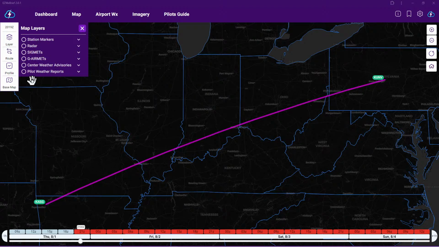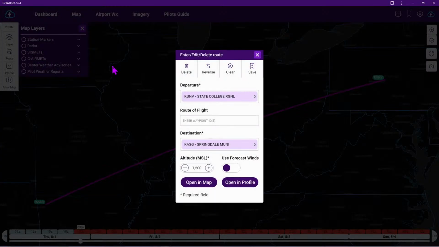We don't want to worry about what's happening here on the map right now. We're going to look at some of the convective forecasts in EZWxBrief to gauge whether or not this flight could be taken, or at least have an easy attempt to make this flight, given the fact there is some convection expected along this particular flight that I have planned. So here's our route. Again, it's a direct flight from UNV, State College, to Springdale, ASG, in the northwestern part of Arkansas.